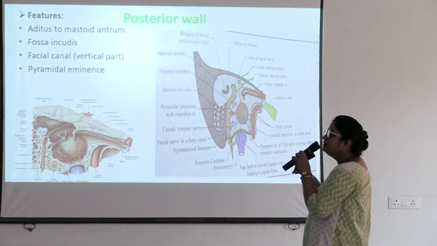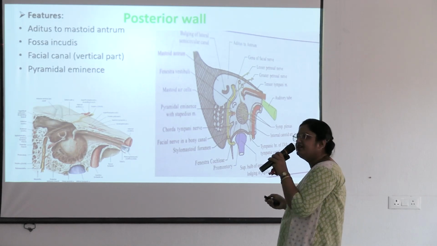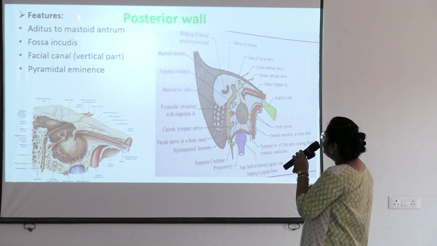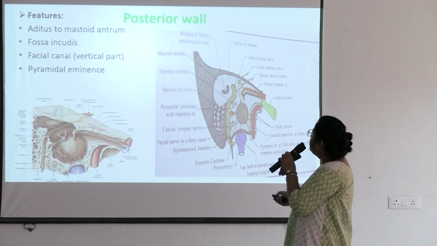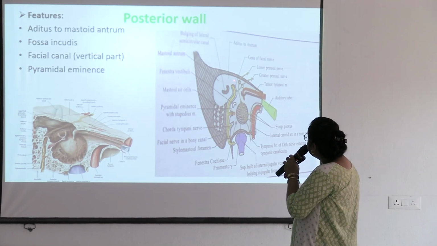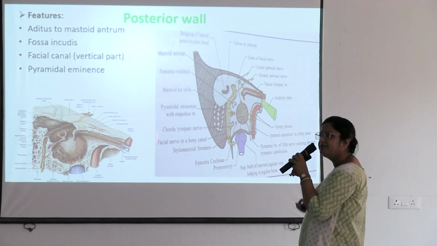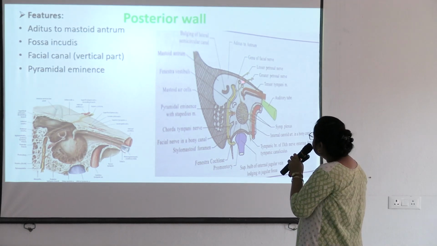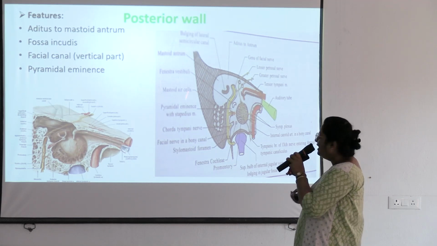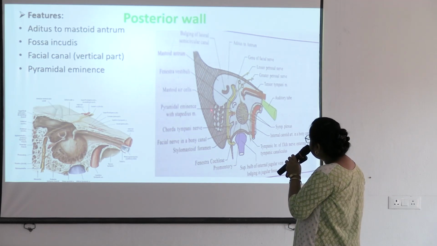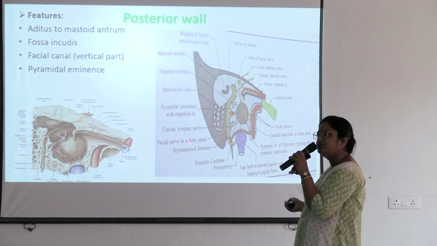Next we are going to the posterior wall. In the posterior wall lies the aditus to the mastoid antrum. Okay, aditus means entry passage. So here, see, this is the mastoid process. You can see this projecting part. Within the mastoid process lies this cavity. This is known as the mastoid antrum, and this mastoid antrum is connected to these air cells. These are known as mastoid air cells.